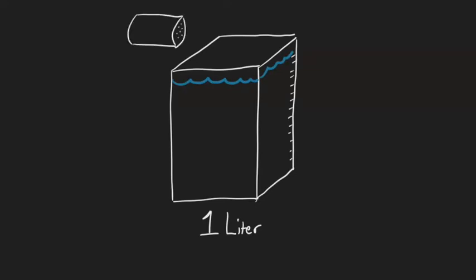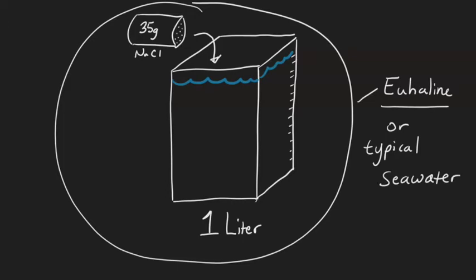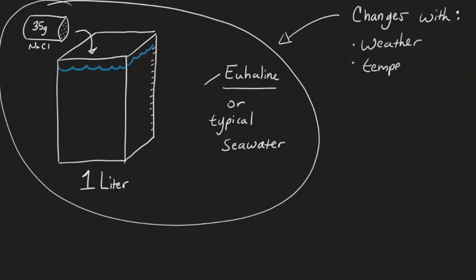Scientists classify the concentration of ocean water as salt per 1 liter of water. Imagine this is a 1 liter bottle of water. Dissolve 35 grams of salt. This is considered euhaline, which is the average amount of salt for seawater. However, keep in mind that solubility will still change based on weather, temperature, and locally in the ocean.